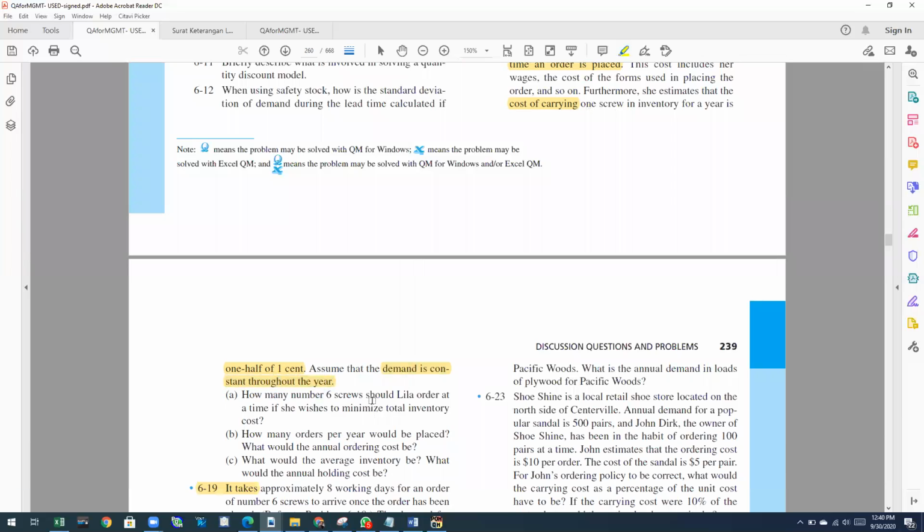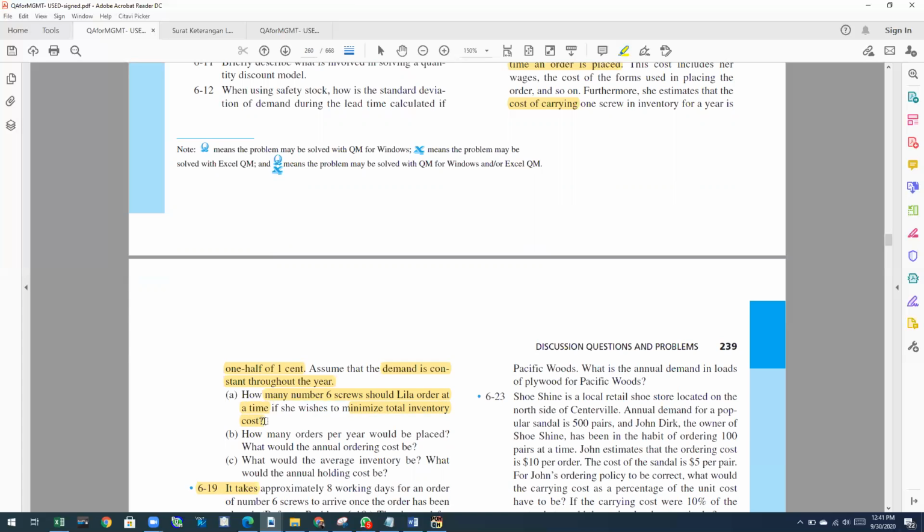So the question is, how many screws should Lila order at a time? So we are basically asking, what is the EOQ, the economic order quantity, to minimize the total inventory cost, because really the objective of the economic order quantity is to minimize the total inventory cost. And we know that the inventory cost consists of two parts. Of course, the inventory cost is the cost of the items itself, plus the ordering cost, plus the carrying cost.